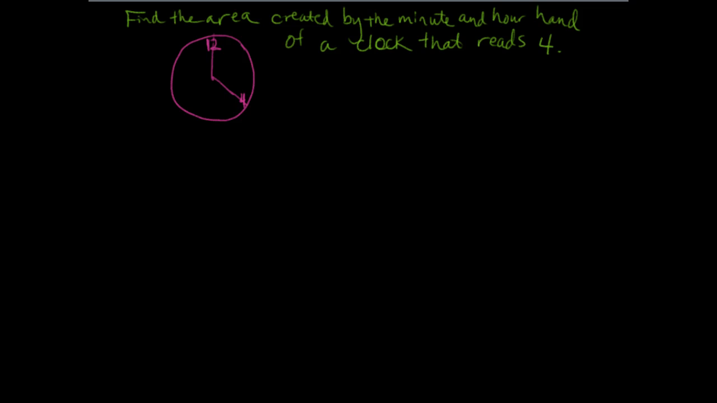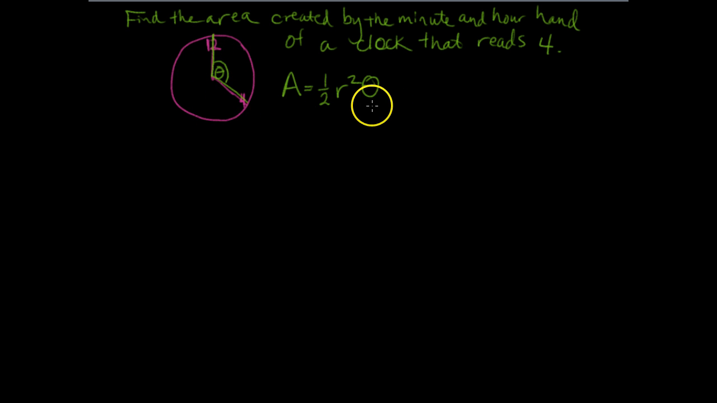So here's another example of finding area. I just made up this problem. Find the area created by the minute and hour hand of a clock that reads 4. So here's the minute hand, here's the hour hand, 4 o'clock, excuse my drawing. If we wanted to just use the formula A equals 1/2 r squared theta, we could figure out what this theta spans. It doesn't specify if it's this area or this area, so we'll just find both of them.